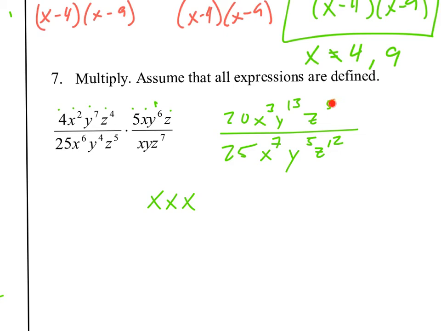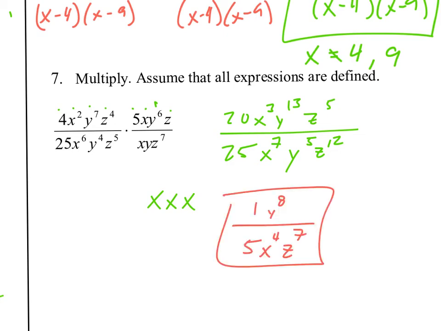So now if we simplify that a little bit, we can simplify the 20 and the 25, the x's, the y's, and the z's, and our answer looks like this. Boom! 1y^8 over 5x^4 z^7. Because 20 and 25, we can divide 5 out of both of them. 20 divided by 5 is 1. 25 divided by 5 is 5. And then looking at your exponents, think about which one's bigger. In this case, we've got x times x times x up top, and then we've got 7 x's on bottom. So if we take 3 out of the top and 3 out of the bottom, we're left with 4. And those same rules work for the y's and the z's.